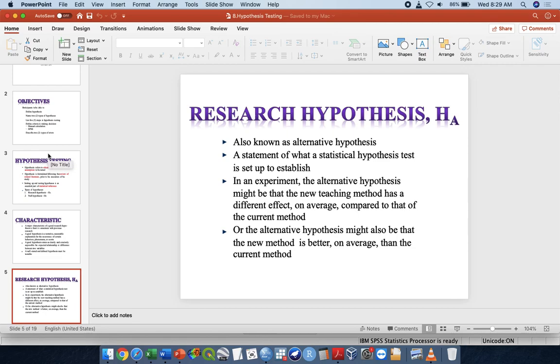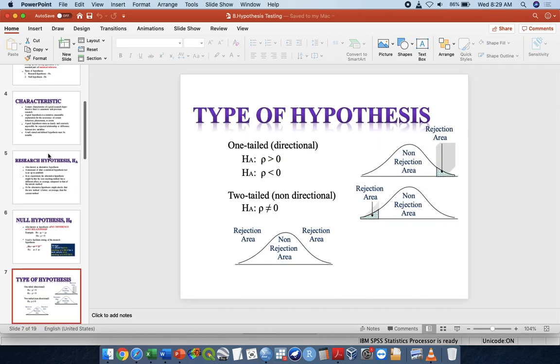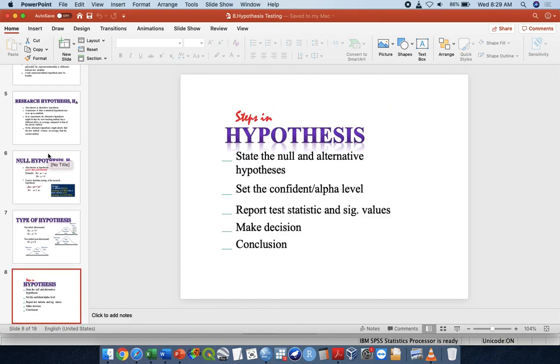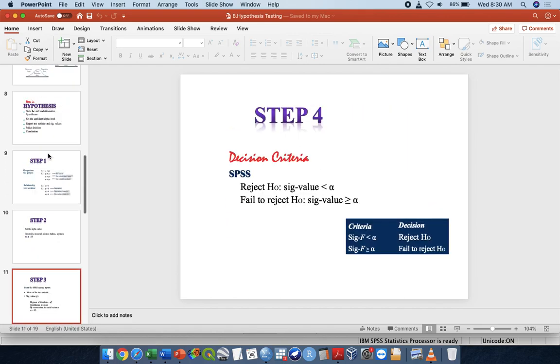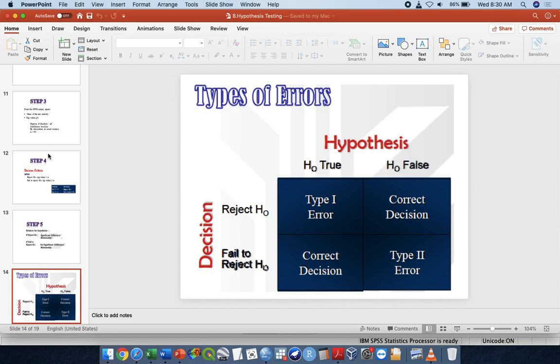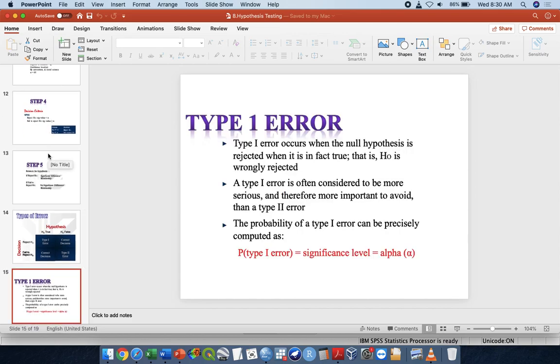linear regression. And then you have the null hypothesis, types of hypothesis, and the steps of hypothesis: step 1, step 2, step 3, step 4, and step number 5. And then you have these 2 types of error, type 1 error and type 2 error. So make sure that you are collecting your samples or data based on the adequate sample size measured. Otherwise, you have a tendency to make the type 1 error or type 2 error. Okay, this is type 1 error, type 2 error.